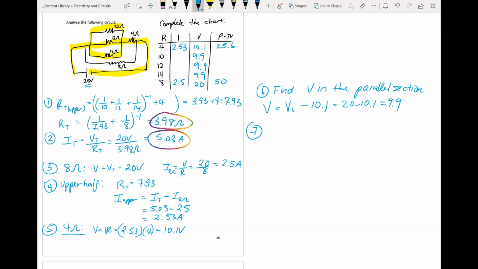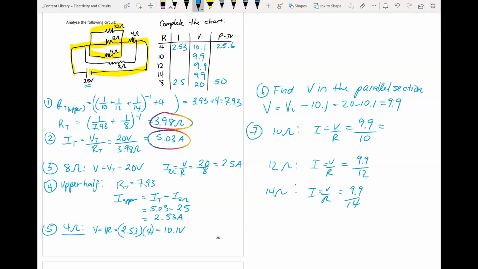Then lastly, we're going to find the current that runs through each. So we're going to look for the 10 ohm one, 12 ohm one, and the 14 ohm one. And that's calculated as V over R for each, where V is 9.9 divided by the ohms of that resistor. So the 10 ohm one is 0.99 amps, the 12 ohm one is 0.83 amps, and the 14 ohm one is 0.7 amps.